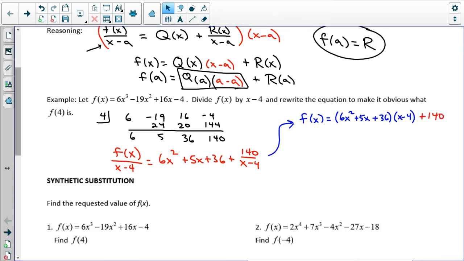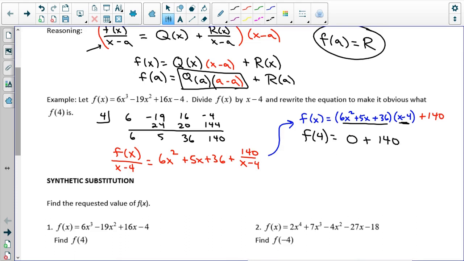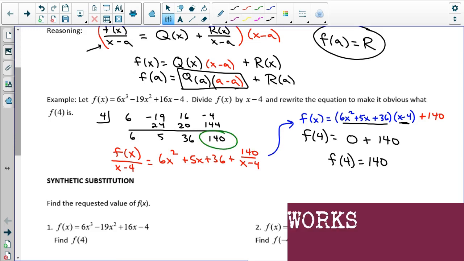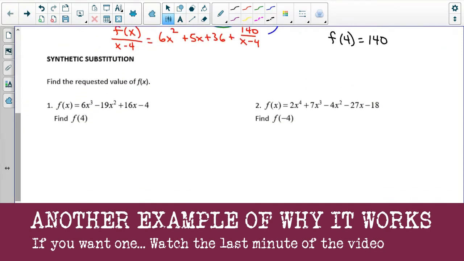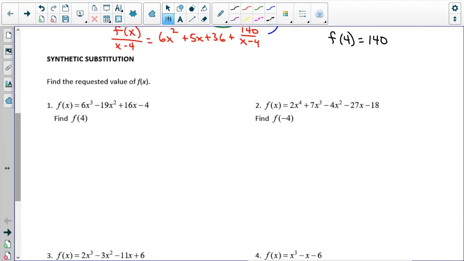So if I substitute 4 into this equation, notice that this is going to be something that is probably a big number, but 4 minus 4 is 0. So I end up with 0 plus 140. So f of 4 has to be 140. Note that was the remainder. So if I look at the synthetic substitution part of this, basically all I have to do is do synthetic division or synthetic substitution, and then whatever my remainder is, that's the answer.